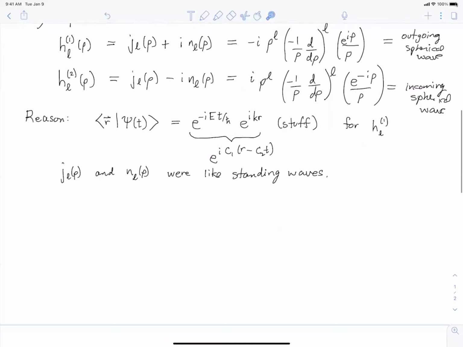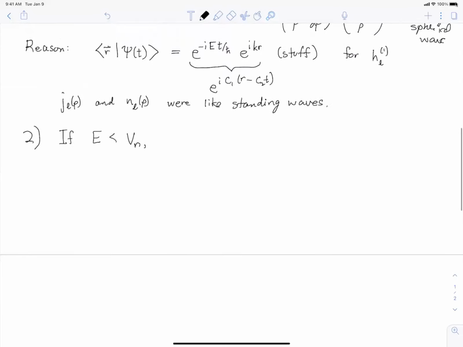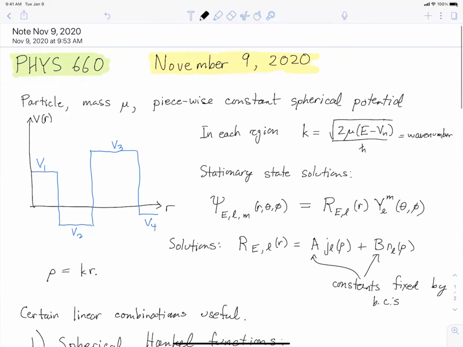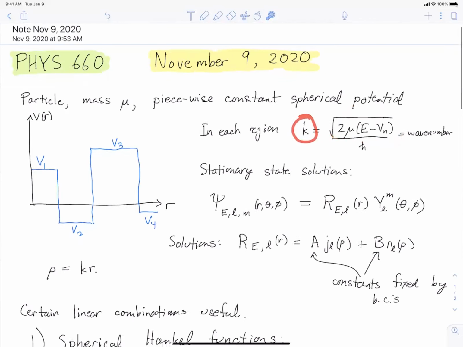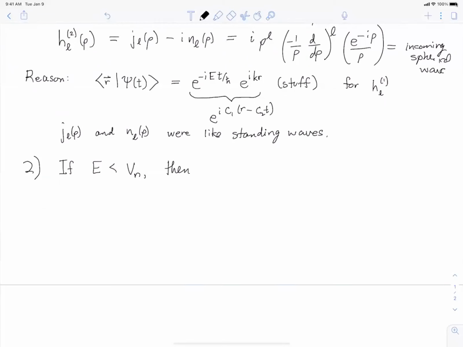Okay, so that's one set of linear combinations. Another set of linear combinations that's useful occurs if the energy is less than the potential in one of the regions. Okay, so we should go back to this formula. If the energy is less than V sub n, that means this is going to be the square root of a negative number, which means k is going to be imaginary. Okay, so in that situation, then k is imaginary.